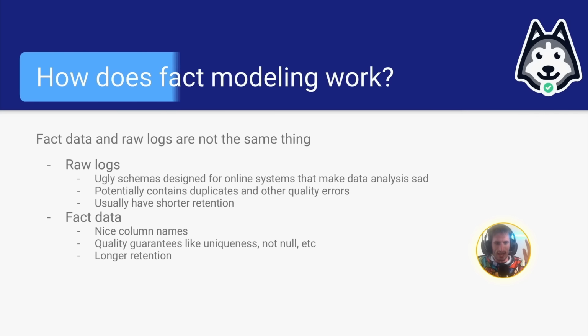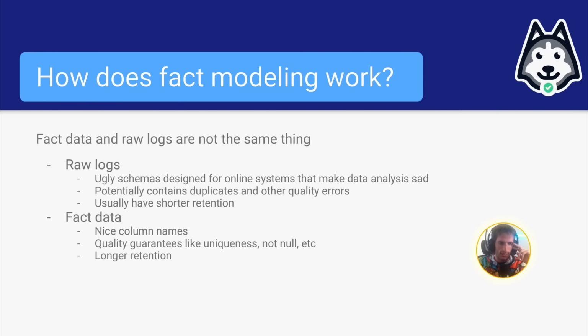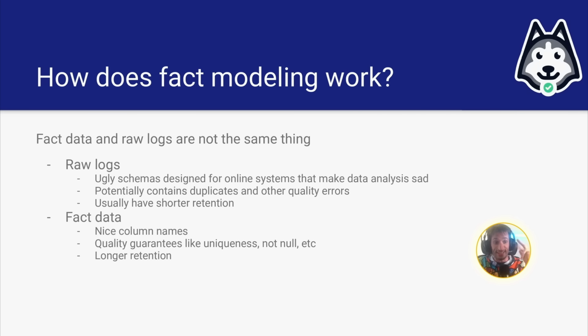One of the things that I think people get wrong here is that raw logs and fact data are not the same. Logging and fact data are inextricably linked. They're almost married, where if you don't have logging right, it's very hard to get fact data right. So how are they different?